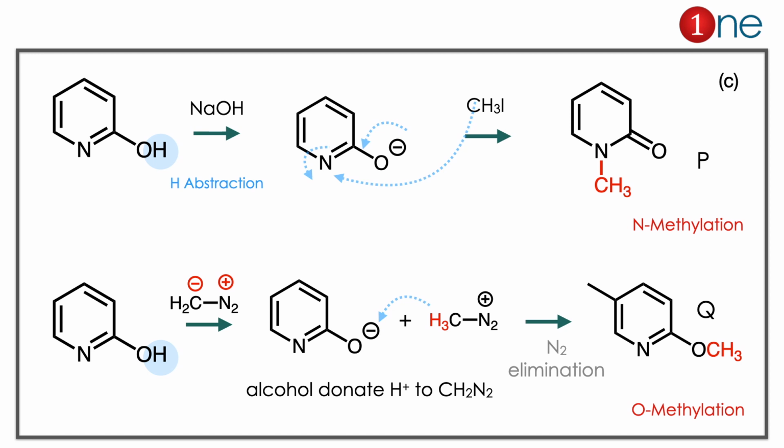The next reaction, you are using diazomethane. Diazomethane CH2 possesses the negative charge there. If you use any alcohol, it abstracts the proton, and it becomes CH3 and N2. The N2 has a positive charge and it is a very good leaving group. So N2 leaves, so O methylation happens there. Here, the role of alcohol is to donate H plus to diazomethane. So the answer is clearly C. P product is the N methylated one, Q product is the O methylated one.